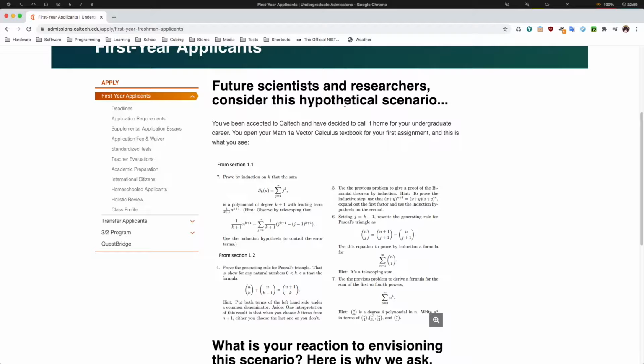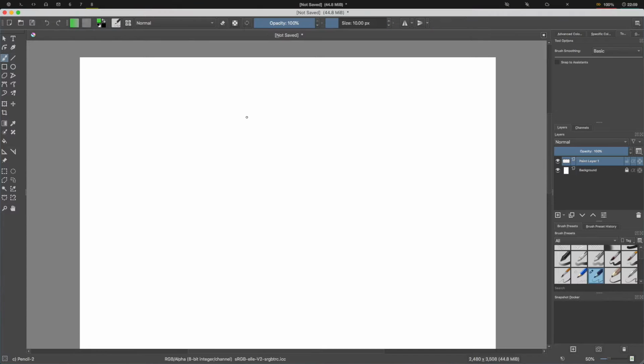So we're going to skip this problem for now. It's tedious. We'll do problem number 4. For problem number 4, we want to prove that n choose k plus n choose k minus 1 is n plus 1 choose k. We're going to do this two ways. One of them is going to be algebraic.